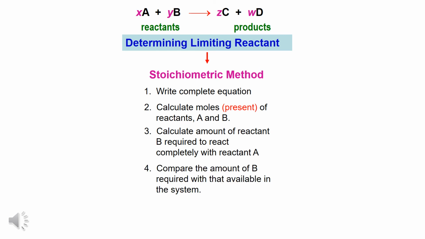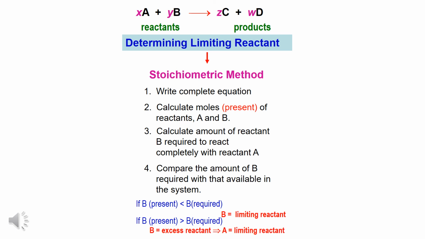Last, compare the amount of B required with that available in the system. If B present is less than B required, B is the limiting reactant. But if B present is greater than B required, B is the excess reactant. Automatically, A is the limiting reactant.